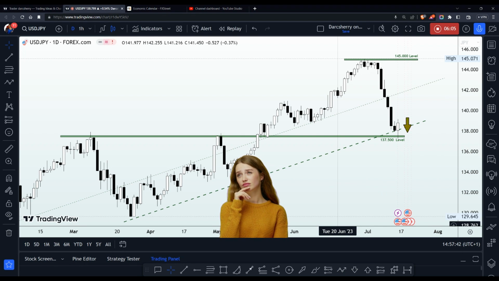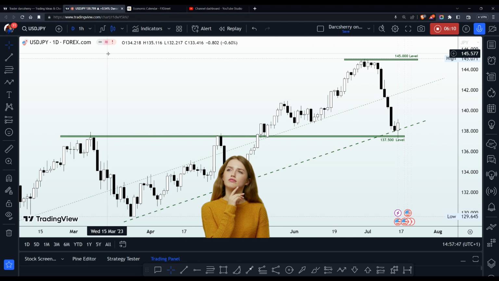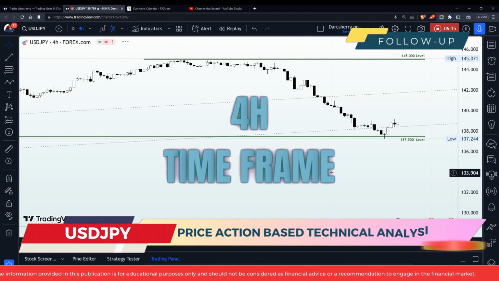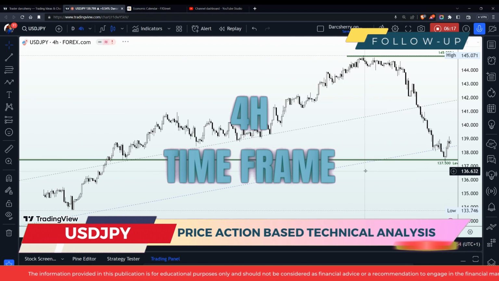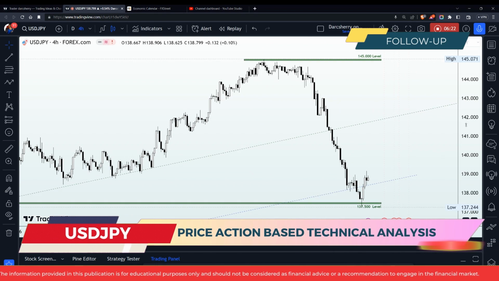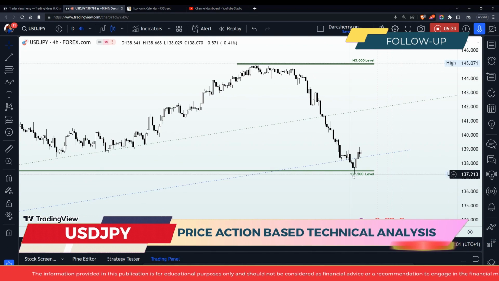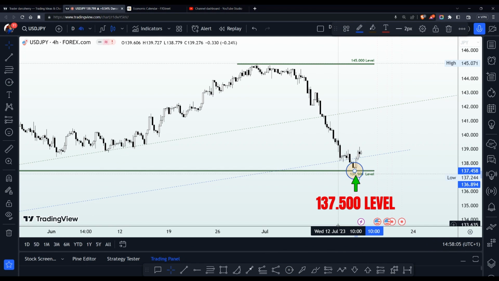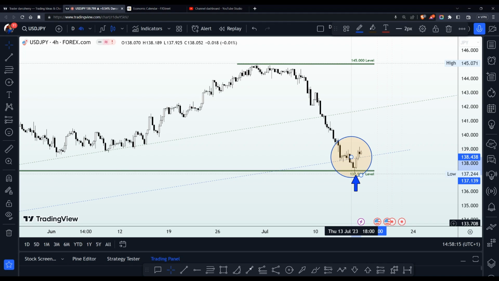And in order to answer this question, we would want to scale down into a much lower time frame. Now, I was able to scale down into the 4 hours time frame where I was able to see things a little bit more clearly. And when I scaled down into the 4 hours time frame, this was what I was able to see here. I saw a sharp rejection of the 137.500, followed by continued buy pressure around this area to give me a sign that we might likely be seeing a reversal pattern at this point in time.